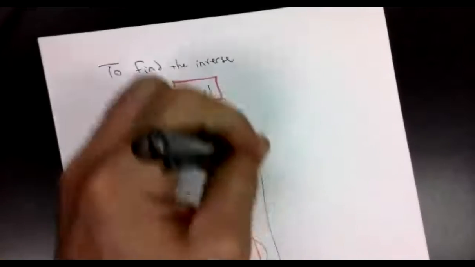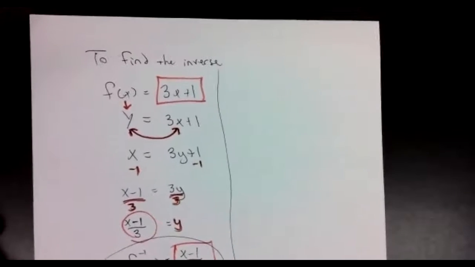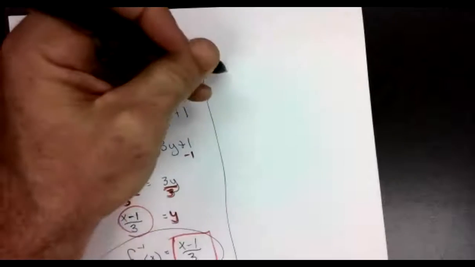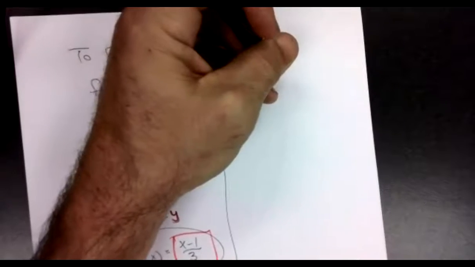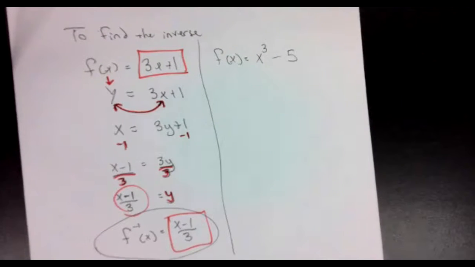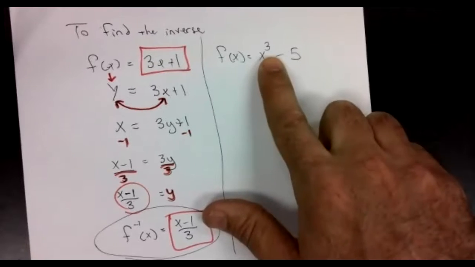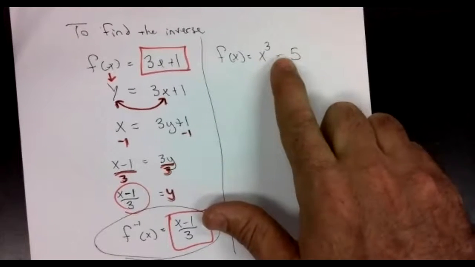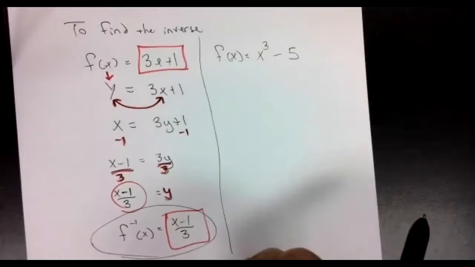Okay, similar problem. I'll just pick something different. I don't know why we're angled. It's okay. So f of x equals x cubed minus 5. And again, these are invertible. We can find the inverse because these are 1-to-1. My exponents are all going to be odd. I won't have any even exponents. So x to the third power, odd. We can find our inverse.